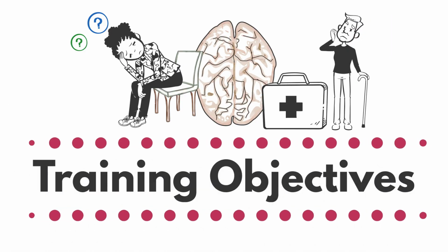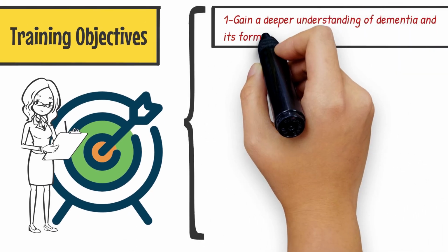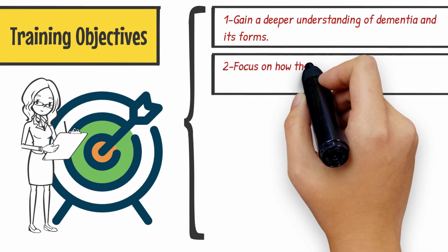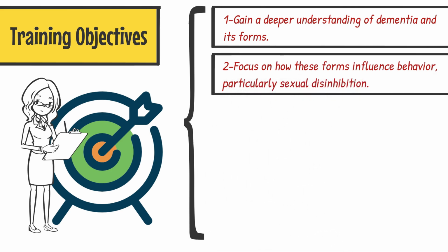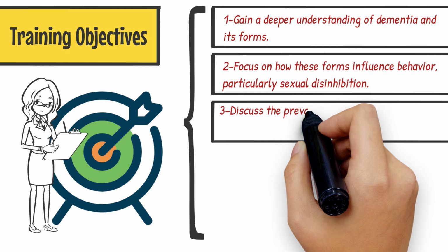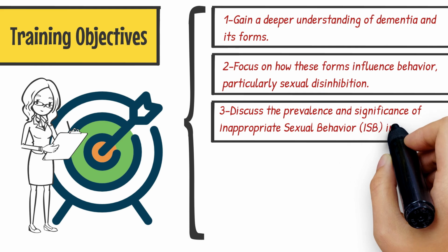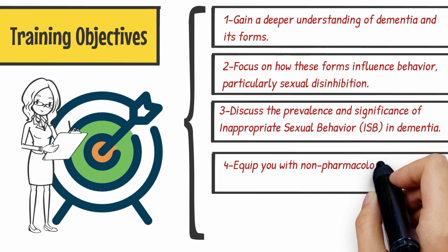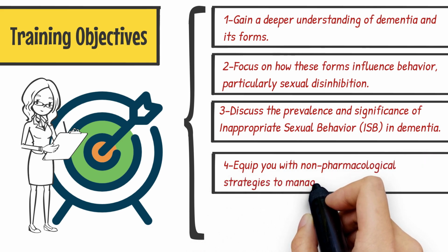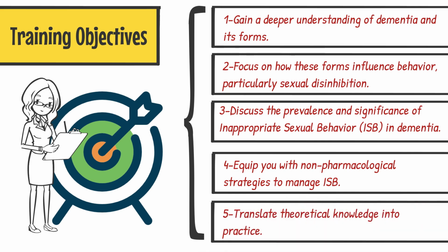Training objectives. 1. Gain a deeper understanding of dementia and its forms. 2. Focus on how these forms influence behavior, particularly sexual disinhibition. 3. Discuss the prevalence and significance of inappropriate sexual behavior, ISB, in dementia. 4. Equip you with non-pharmacological strategies to manage ISB. 5. Translate theoretical knowledge into practice.